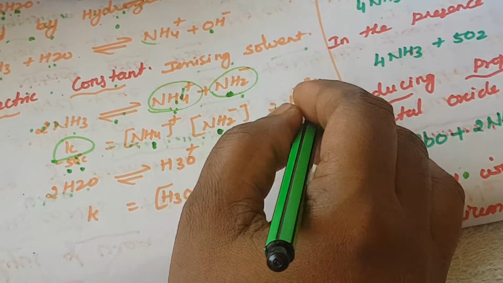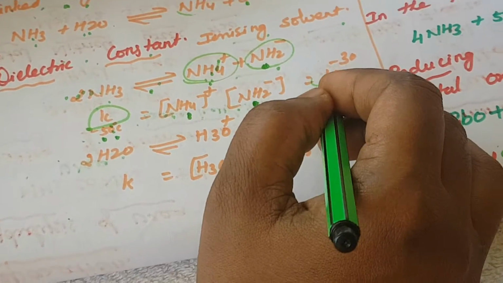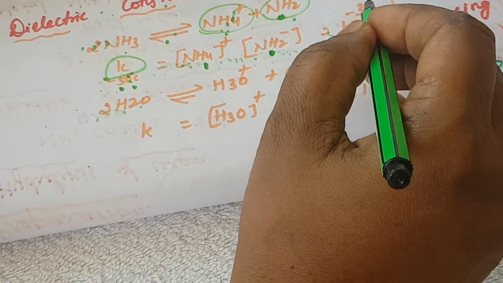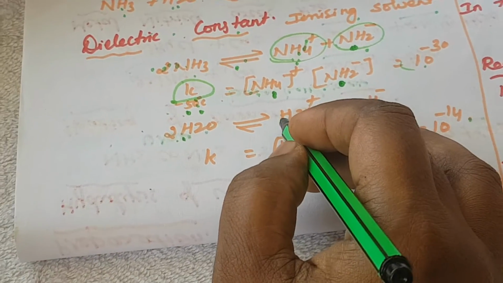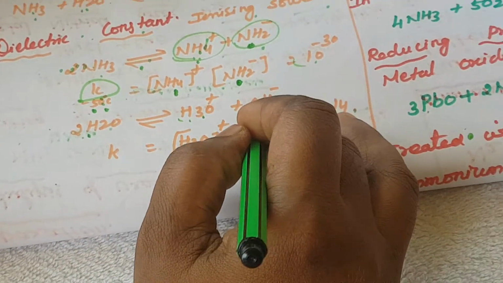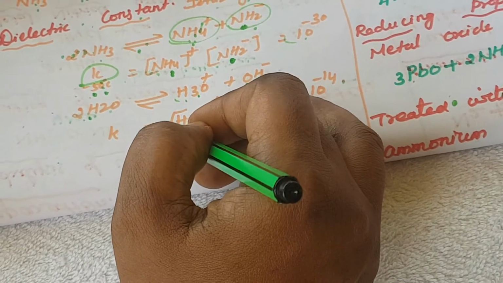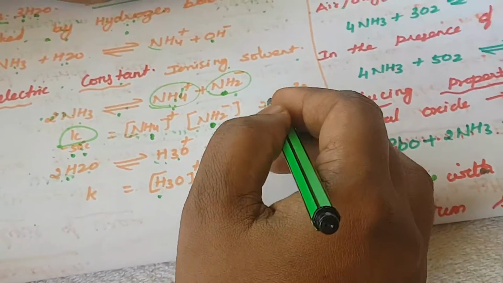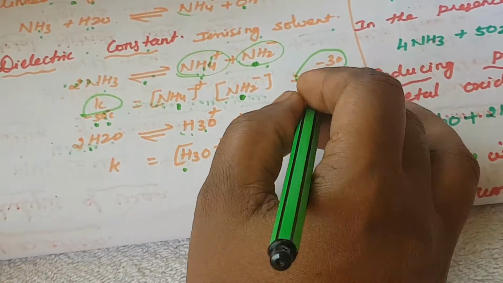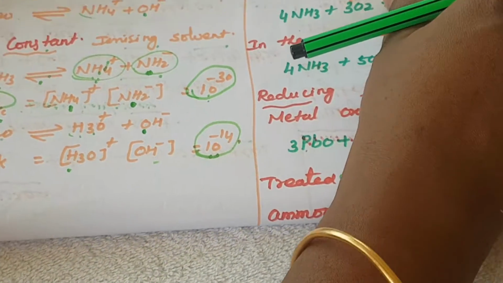So that is the value of the ionic product of ammonia, 10 power minus 30. Another one is the ionic product of H2O, where we already know the hydronium ion H3O plus and the hydroxyl ion. This is the ionic product of water, and this is the ionic product of ammonia. Okay, so this is the dielectric constant.